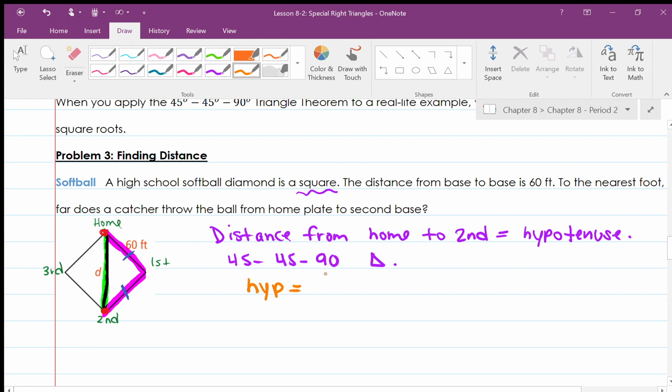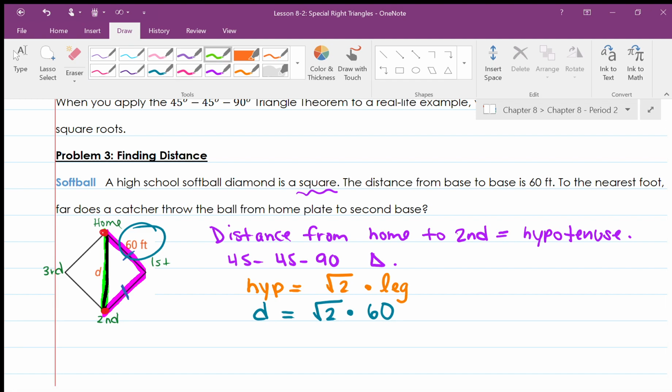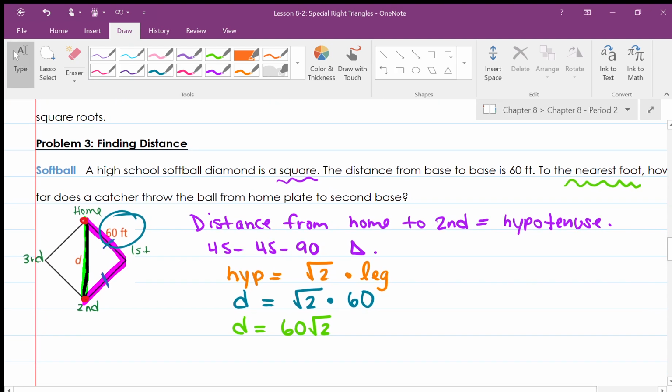Okay, so being that the diagonal is your hypotenuse, we're going to use our formula. Hypotenuse is equal to the square root of 2 times one of our legs. Our hypotenuse here is considered D. D is equal to the square root of 2 times a leg, and according to this diagram, our leg is 60 feet. Therefore, our distance is equal to 60 square root of 2, but they're asking you to not leave this in radical form because they want you to round to the nearest foot. So do not put 60 radical 2 feet.